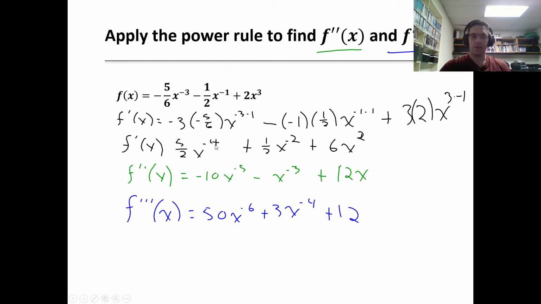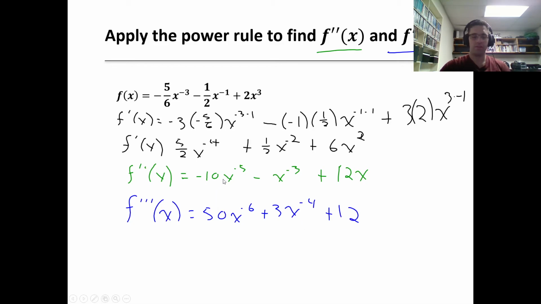Since we have a negative exponent, it's going to be a larger absolute value. So negative 4 goes to negative 5. When we multiply the 1 half times the negative 2, we get negative 1. And then subtract 1 from our exponent, we get to negative 3. And then power rule here as well, we get 12x. So here's f double prime of x. We just do power rule twice.